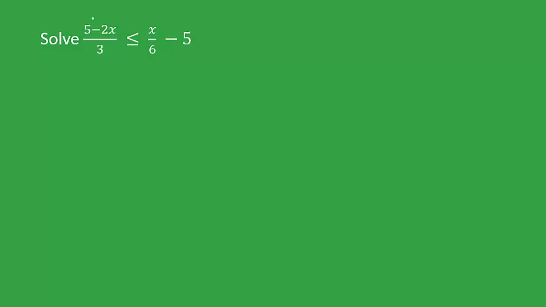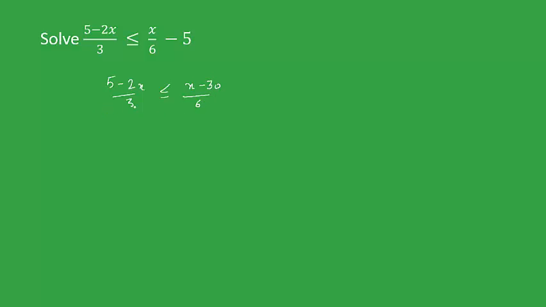So let's look into how to solve a particular inequality. Let's take an example of this inequality. To solve this, we'll follow certain steps. The first step would be to get rid of these denominators. To do this, we'll take the LCM on the RHS to obtain (5 minus 2x) upon 3 less than or equal to (x minus 30) upon 6.